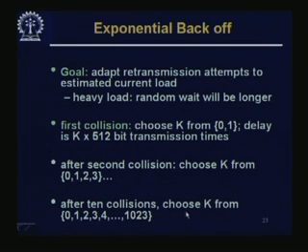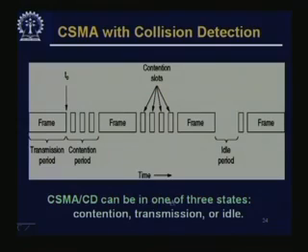Presumably a node will choose a larger k and wait for longer, reducing the load on the system and increasing the throughput. And this CSMA/CD system can be in one of three states. There may be contention, there may be successful transmission, or it may be idle. So there may be contention slots, frames, or idle periods.